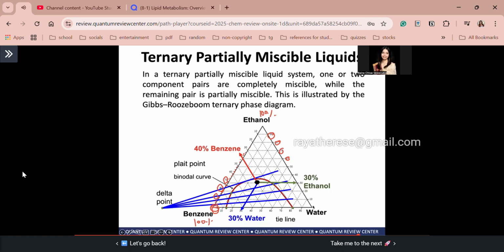And then for the rightmost corner here, you have 100% water. Therefore, as you go to the left of this horizontal line here, the relative amounts of water will decrease. So you have here 90% water, 80% water, 70% water, and so on and so forth.